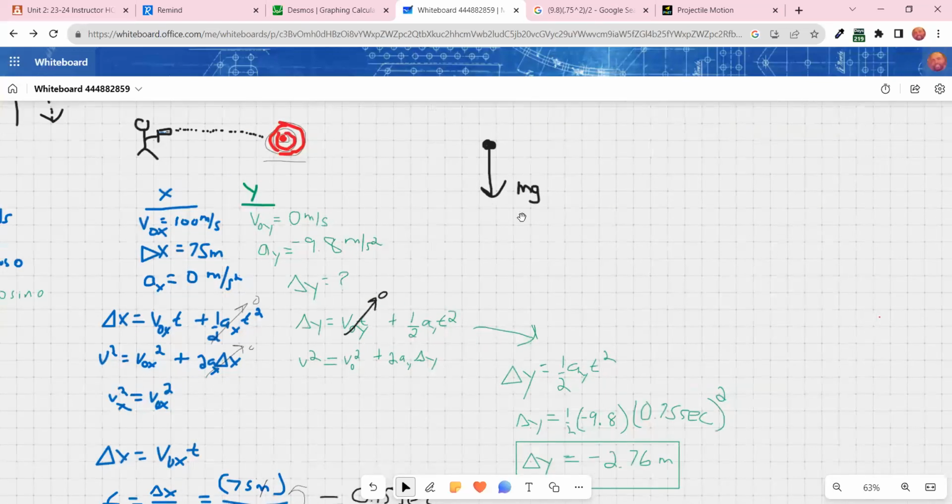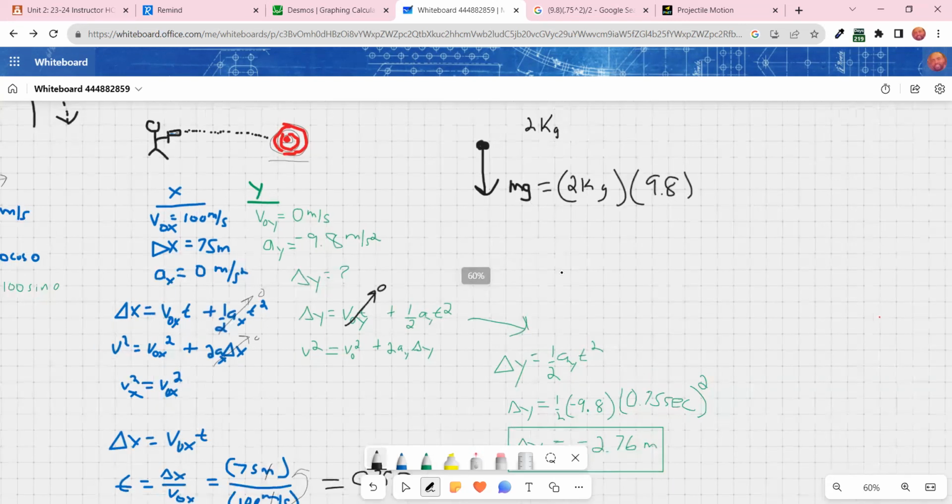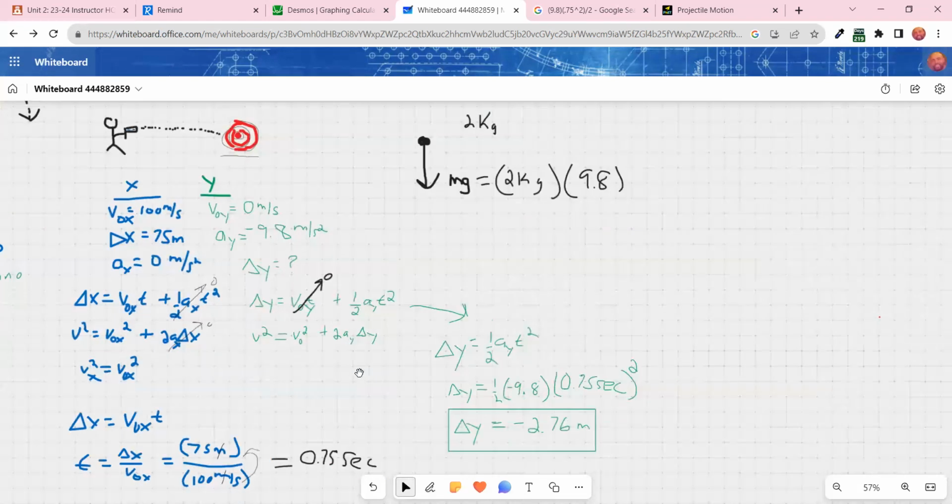Now, with a free body diagram, if I'm just trying to get the weight of something due to gravity, let's say the bullet is a very heavy 2 kilogram bullet. That's 2 kilograms times 9.8. We don't worry about the negative in this case because you don't have negative weight. But every other time, gravity is negative 9.8. Got it? Yes. Okay, cool. Other questions? That was a good question.